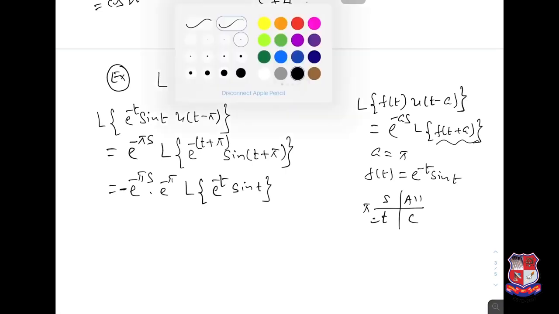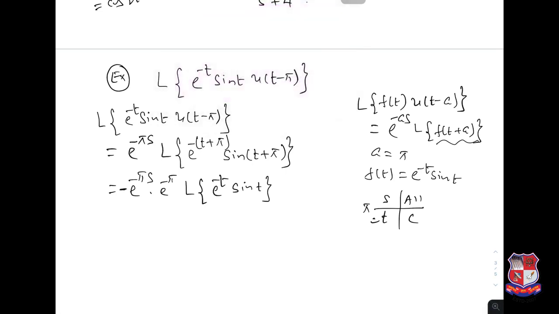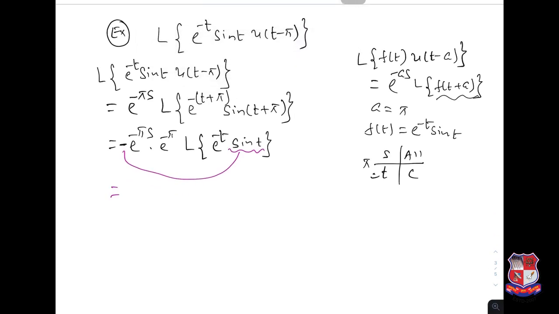So this negative sign is of this sine of t plus pi. So this is equal to minus e to the power minus pi s minus pi.